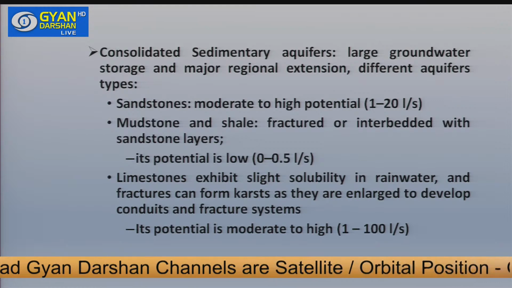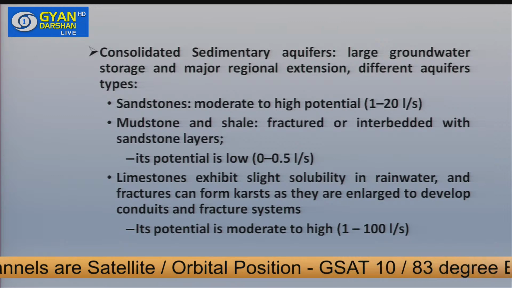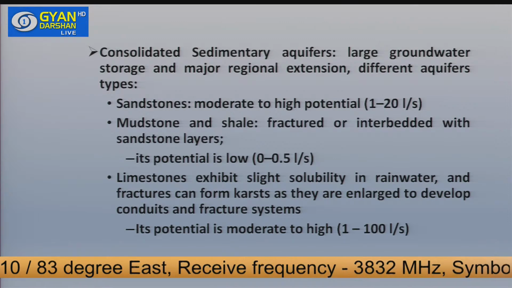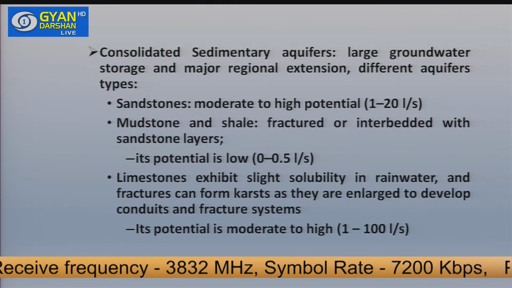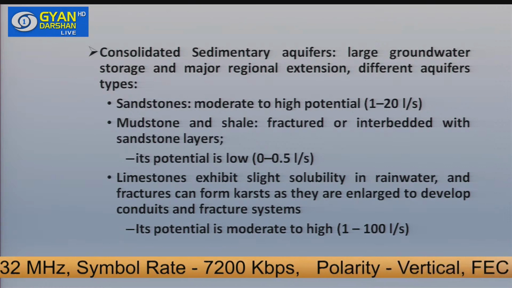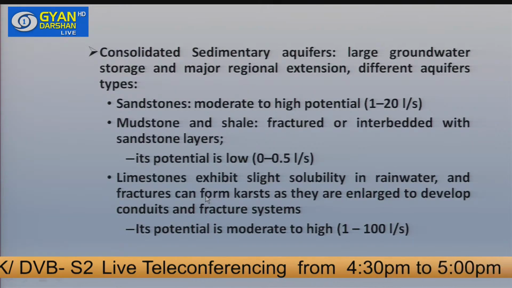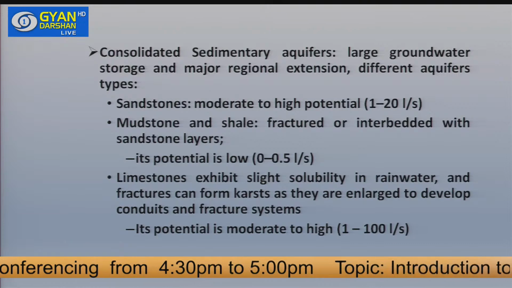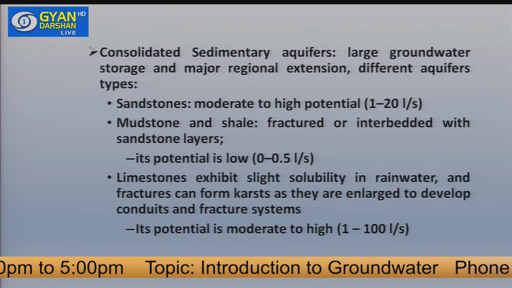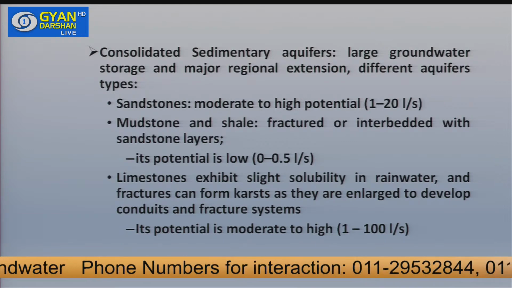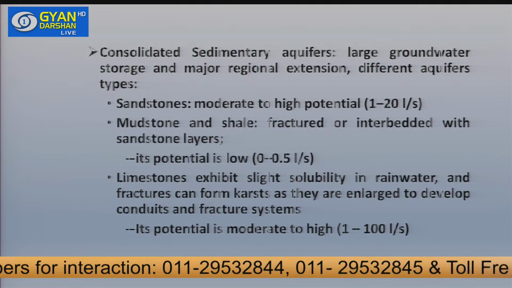And next is the mudstone and shale, which occurs fractured or interbedded between the sandstone layers. This mudstone's potential is very low, that is between 0 to 0.5 liters per second. Coming to the high yielding environment of this consolidated sediment formation, that is limestone. Here they exhibit slight solubility in rainwater, and fractures can form. Topography relates to it, as they are enlarged to develop conduits and fracture systems, where we can say it has high potential zones for occurrence of groundwater, moderate to high, between 1 to 100 liters per second. So this is the capacity.